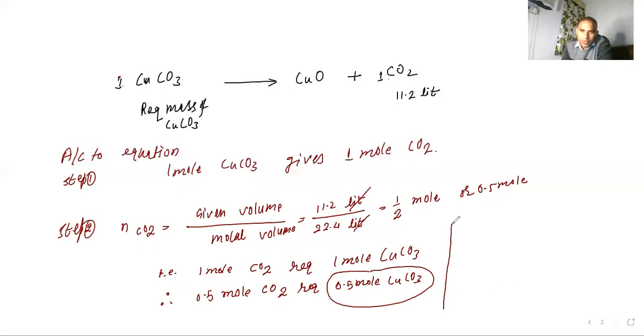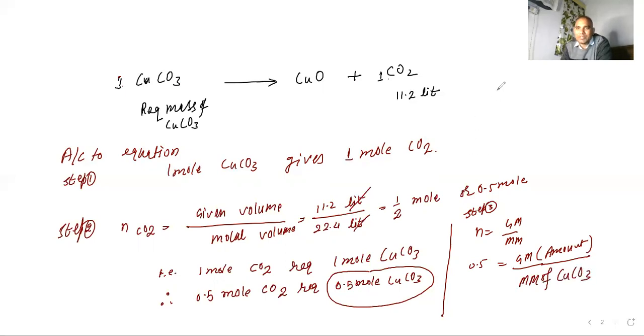So what we can do here, n is equal to given mass upon molar mass. This you know. We are doing step number 3. Here n is equal to 0.5, equal to given mass. They are asking the amount, given mass means amount they are asking. Molar mass we have to calculate. So molar mass of CuCO3. What can be the molar mass of CuCO3? Can you tell me?